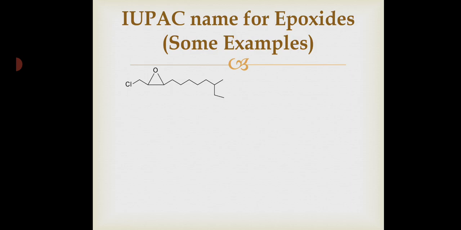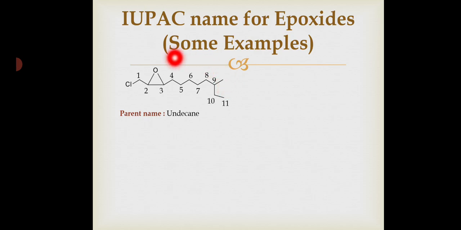Look at this compound. This is an epoxide having a long chain. Okay, so let's find out the longest chain first. The longest chain is 1, 2, 3, 4, 5, 6, 7, 8, 9, 10, 11. So the longest chain contains 11 carbons. The numbering goes like this. The parent name is undecane because it has 11 carbons. Now how many substituents do you have? You have 3 different types of substituents: chloro, epoxy and methyl.